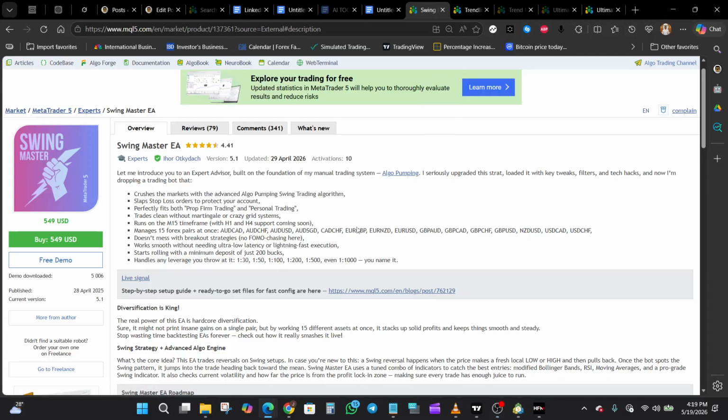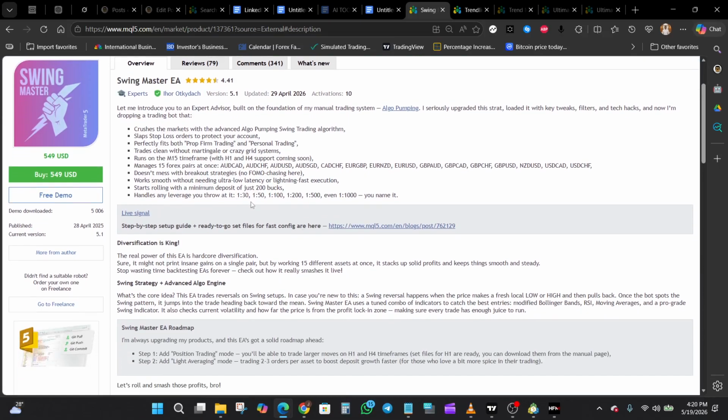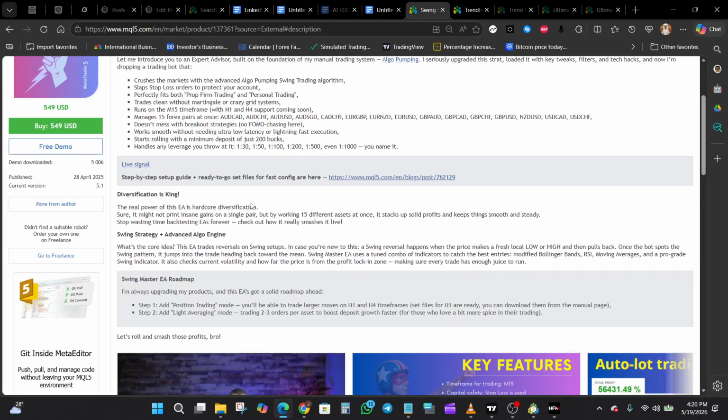Now, this has been converted into an automated trading system with additional filters and optimization features added into the logic. So as I scroll through the description here, one of the main things highlighted is that the EA is designed specifically for swing trading setups, and avoids using martingale or aggressive grid systems, which is something many traders usually pay attention to when evaluating automated systems.